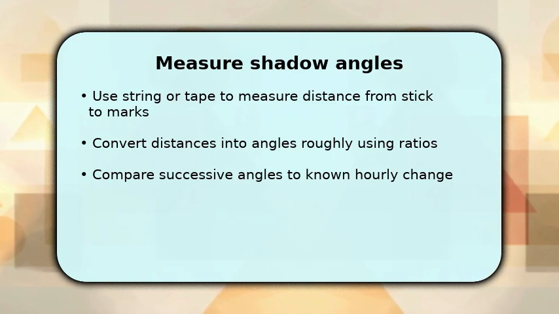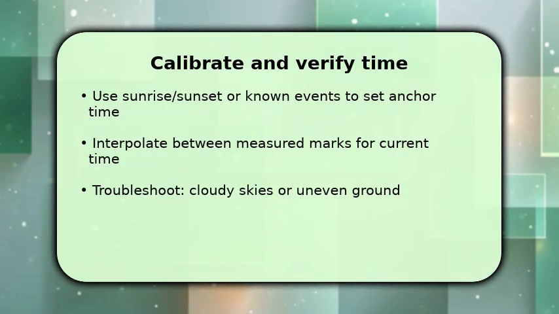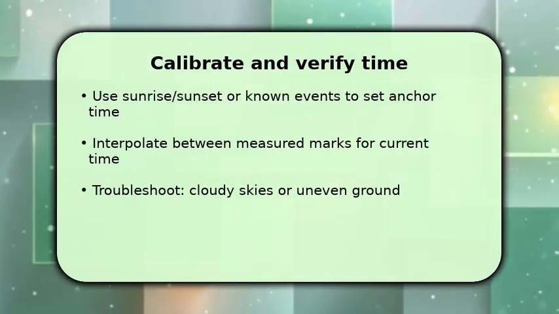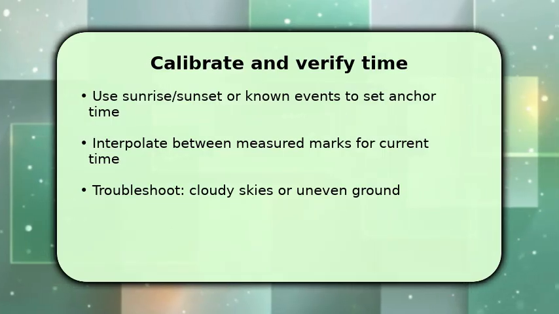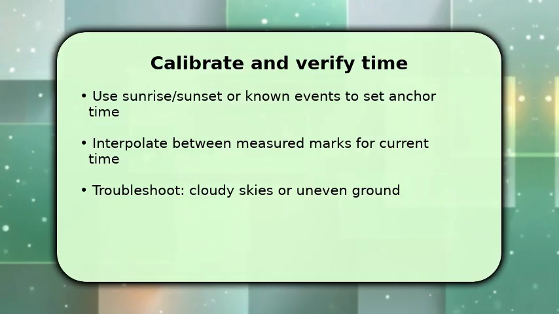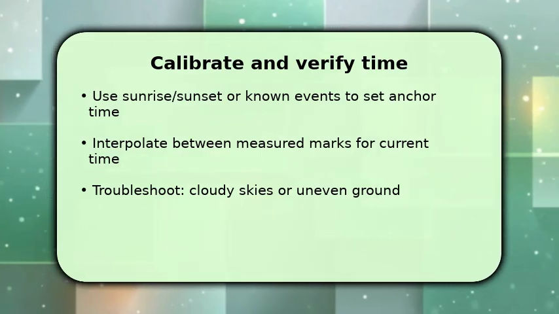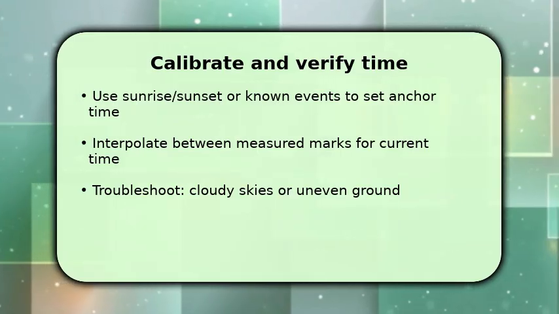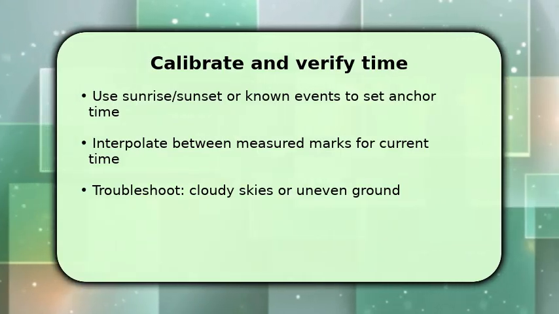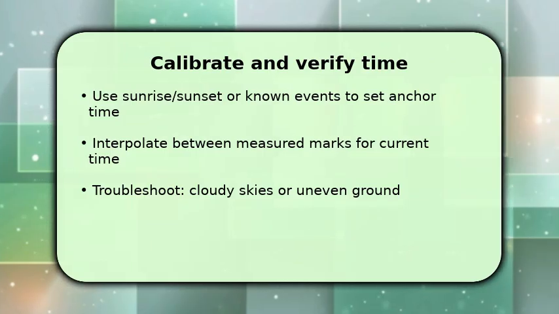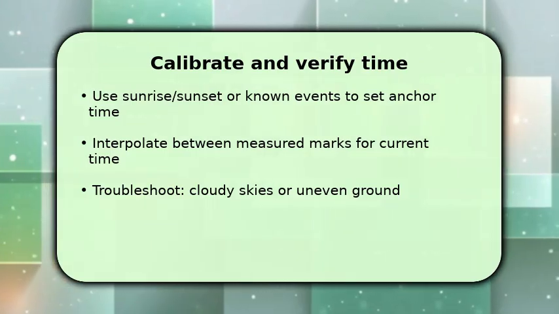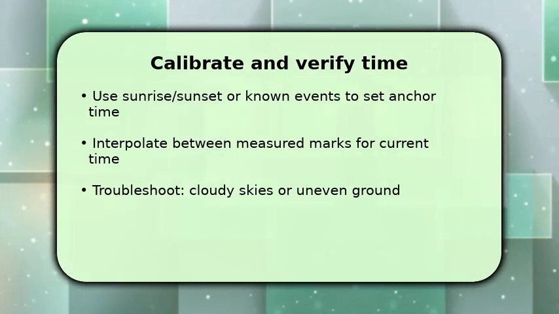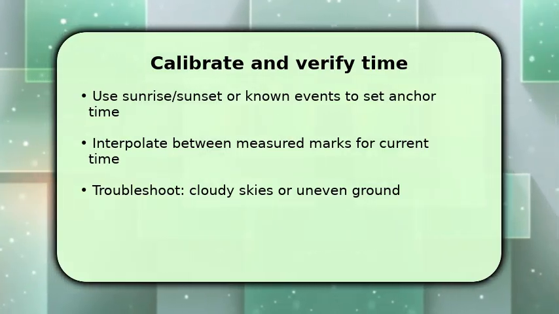Finally, pick an anchor, sunrise, sunset, or a known clock reading when available, and align your shadow marks to that anchor to set absolute time. Interpolate between the closest marks to estimate the present minute and round sensibly. If clouds or uneven ground distort shadows, wait for a clearer interval or replant the stick on flatter earth. If drift persists, double-check measurements and increase marking frequency. Once stable, you can track local time reliably for several hours using just shadow progression.